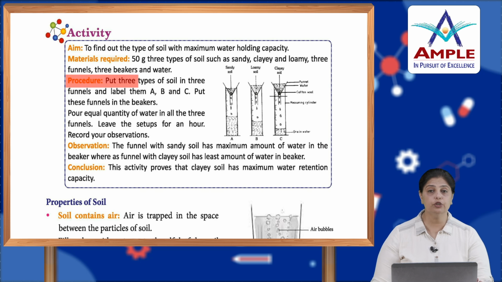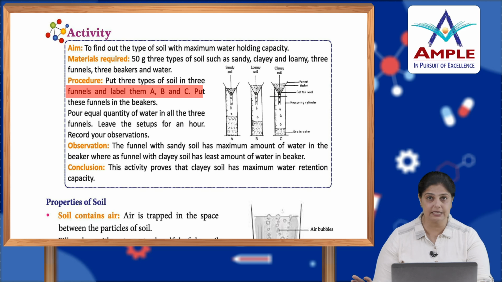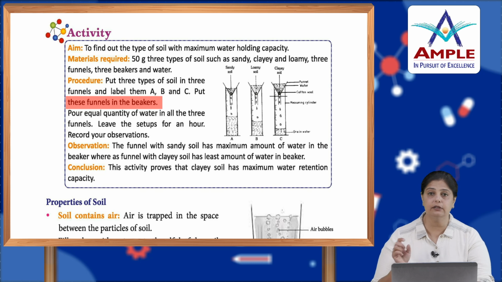What is the procedure? You put the 3 types of soil in 3 funnels and label them as A, B and C. You can refer to the diagram. Put these funnels in the beakers.